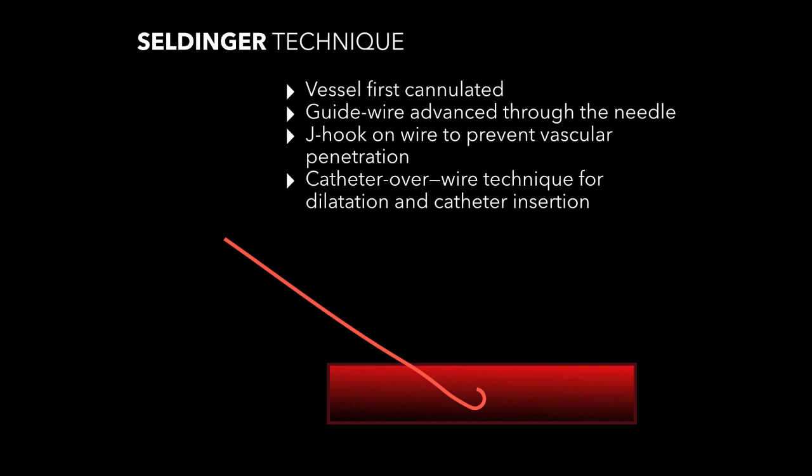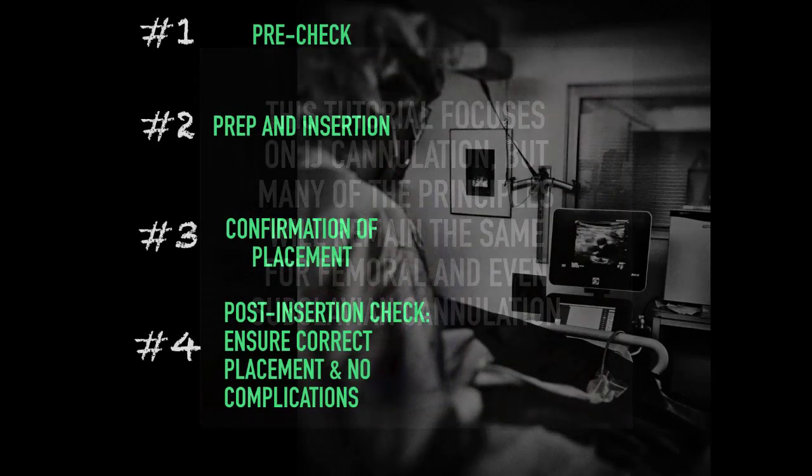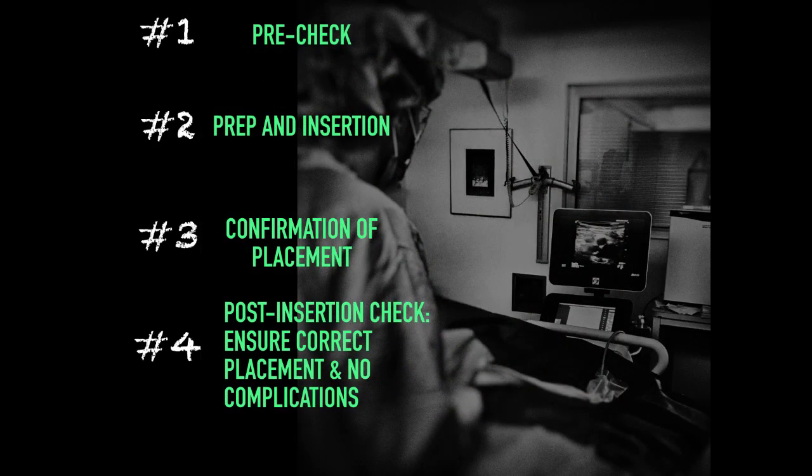After this, the next steps really revolve around a catheter over the wire technique with sequential dilatation and insertion of the central venous catheter. This tutorial focuses on IJ cannulation, but again, many of these principles will remain the same for other sites. To go through our checklist, first of all, we will discuss your assessment prior to preparation for the procedure. Next, preparation and insertion, confirmation and placement, and then finally on to ensuring correct placement and to ruling out obvious complications.